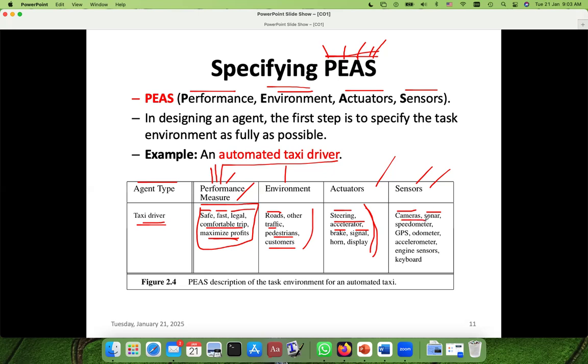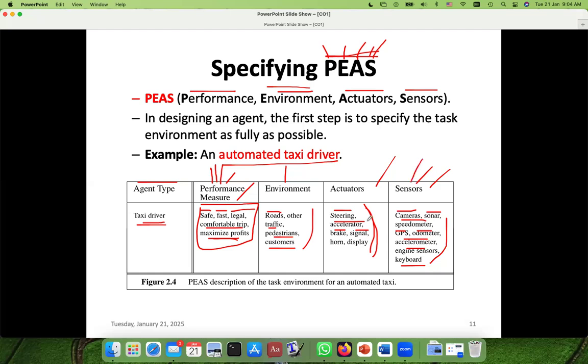So similarly, speedometer, which is showing you the speed, the GPS system, the odometer, the total kilometer distance, accelerometer, when you accelerate, the needle moves, RPMs you can say, move on the RPM readings. Engine sensor, there are many engine sensors. And keyboard, it can happen that you have a keyboard in your car. So all these different hardware components are the things which can give you the readings from the environment, which can give you the input from the environment. So these are the sensors.